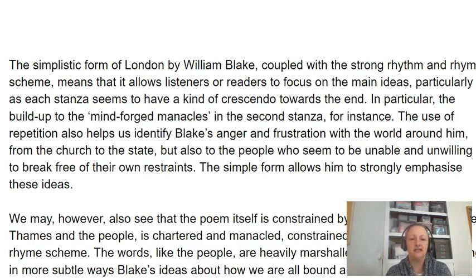And I went on to say, we may, however, see that the poem itself is constrained by the lines, like the Thames and the people is charted and manacled, constrained by the metre and the rhyme scheme. It's all within that very clear, clearly engineered structure. Nothing breaks out of it. The words, like the people, are heavily marshalled and restricted, echoing in more subtle ways Blake's ideas about how we're all bound and restrained. So that would be the kind of paragraph I may be writing in the exam.